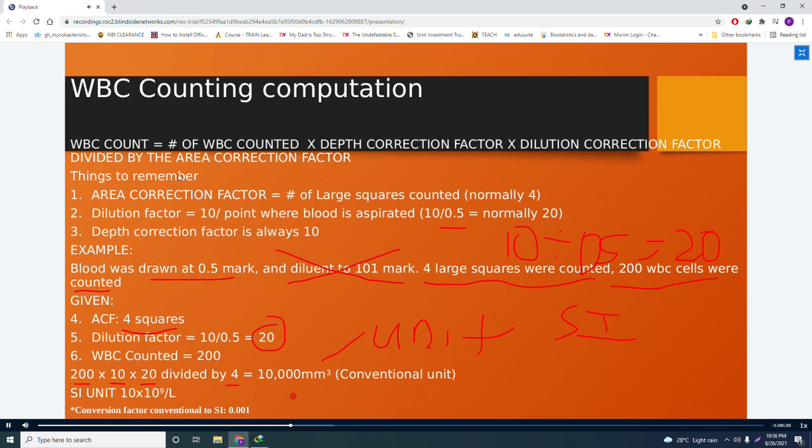Now, if you're required to have the SI unit, you will just multiply the conventional by 0.001. So we have here 10,000 times 0.001, you get 10. Sir, ano tong times 10 raised to the 9th per liter? That is your unit for your SI. So 10 times 10 raised to the 9th per liter. Na-gets, class? Okay, if nalilito pa, let's proceed to the next problem.